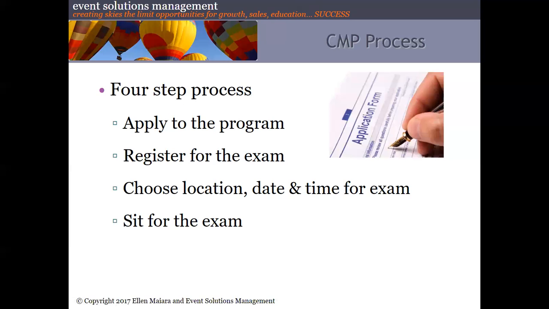So we're at the heart of the matter, the CMP process. It is a 4-step process. We're going to look at each step along the way in depth. So the first step is to apply to the program. Once you apply to the program, you wait about 4 to 6 weeks and you get an answer back from the Convention Industry Council by email, and the email will say, congratulations, you're now a CMP candidate, and you now have 1 year in which to take the exam. So from the time that you're accepted into the program, you have 1 year to take the exam.